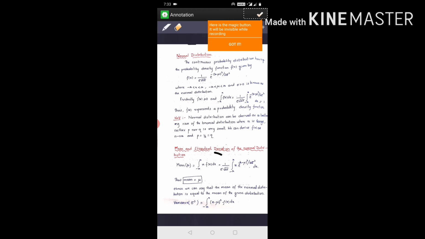Note, the normal distribution can be derived as a limiting case of the binomial distribution when n is large and neither p nor q is very small. We can derive f of x as n tends to infinity, so that p and q both are equal to 1 by 2. Now, the mean and standard deviation for the normal distribution.